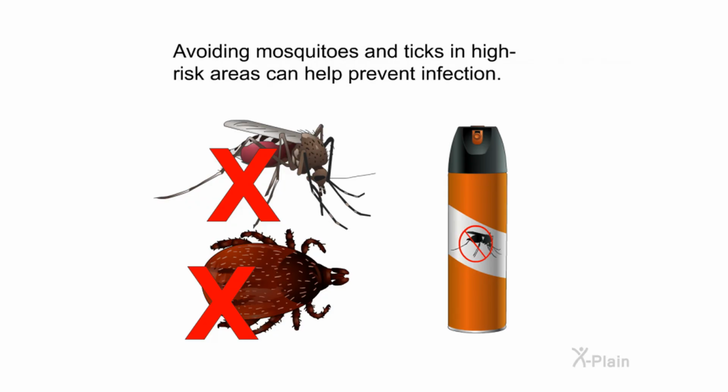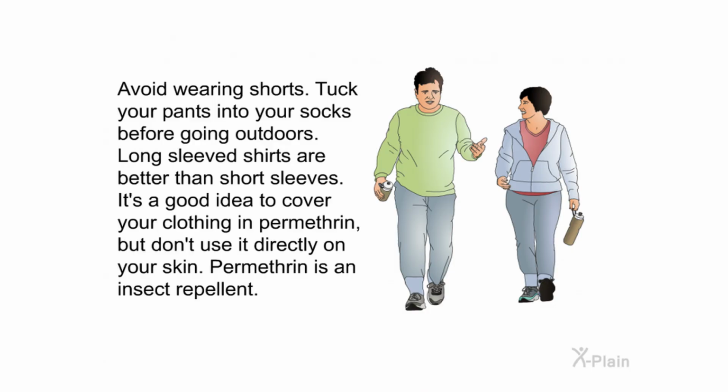Avoiding mosquitoes and ticks in high-risk areas can help prevent infection. Avoid wearing shorts. Tuck your pants into your socks before going outdoors. Long-sleeved shirts are better than short sleeves. It's a good idea to cover your clothing in permethrin, but don't use it directly on your skin. Permethrin is an insect repellent.